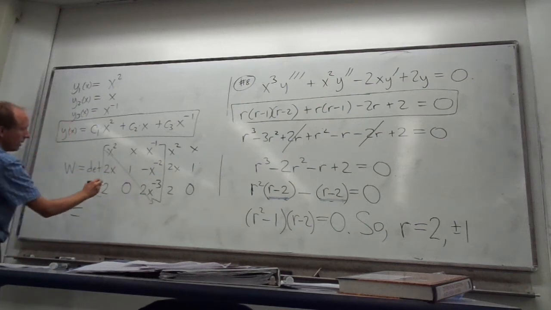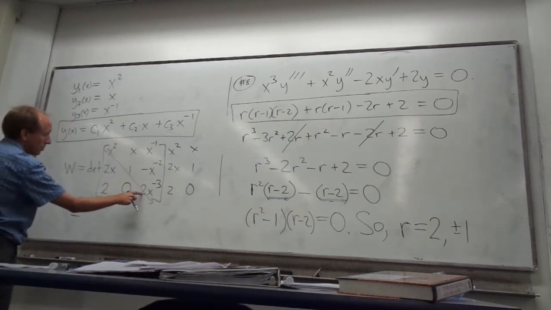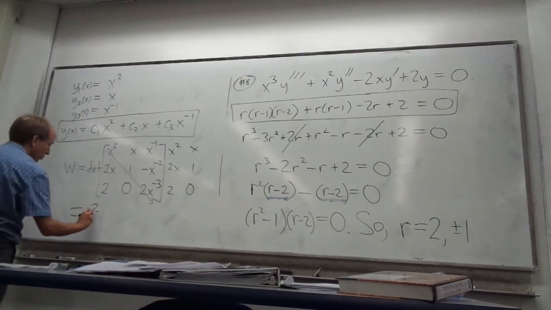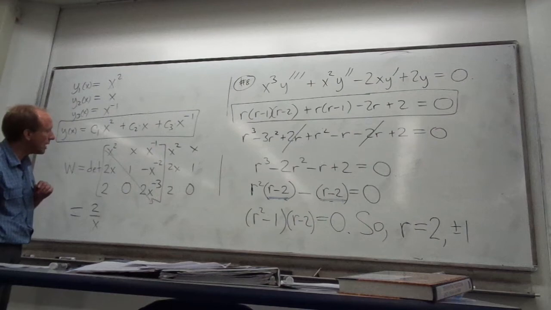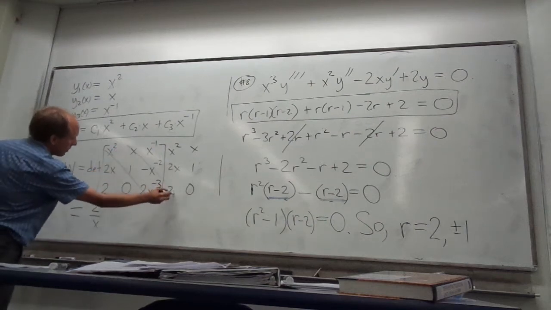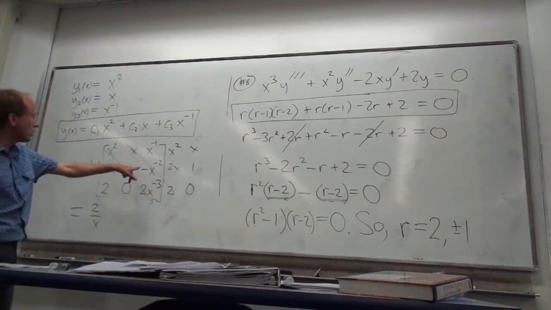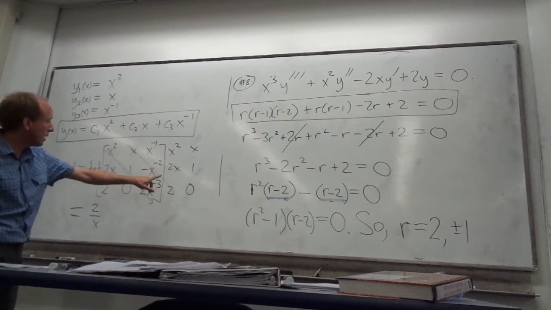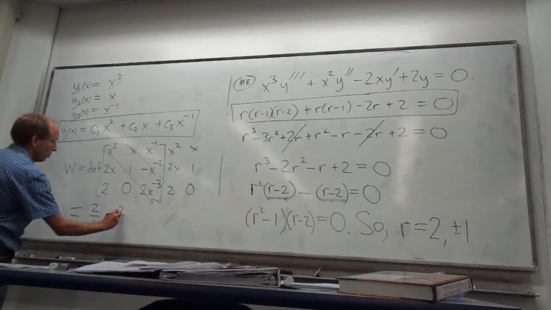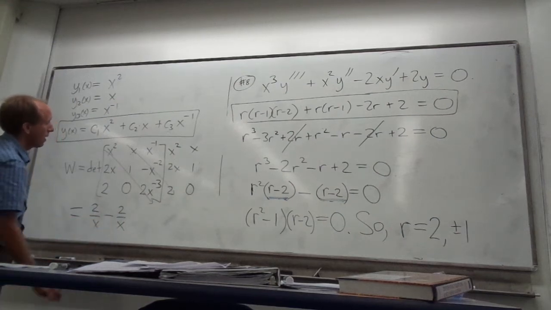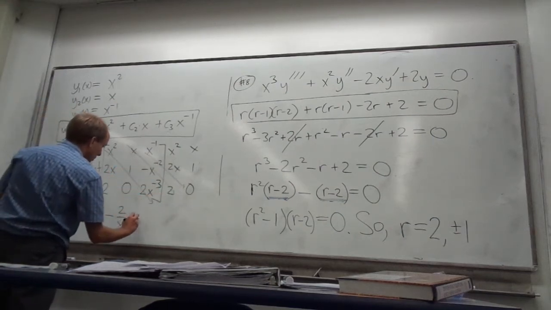So here's one arrow here. This is x squared times 1 times 2x to the negative 3. That's just going to be 2 over x. Okay, using fractions now for that. And then this one is x times negative x to the negative 2 times 2. So that would be minus 2 over x. And then the next diagonal is plus 0.